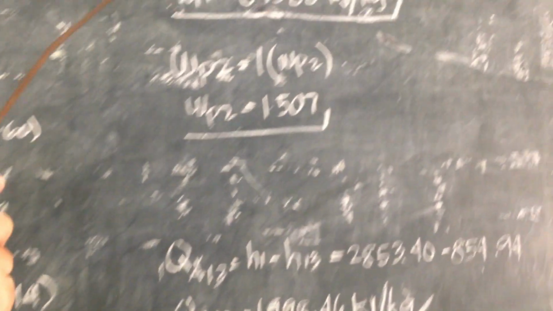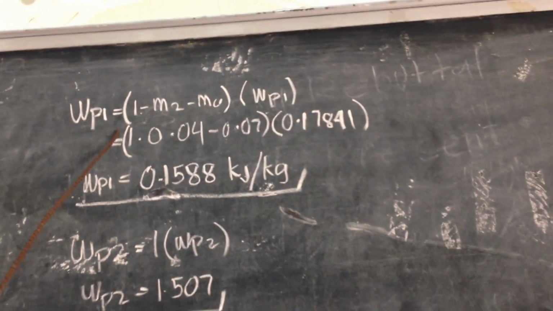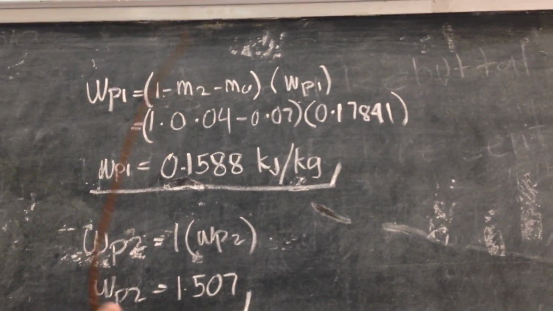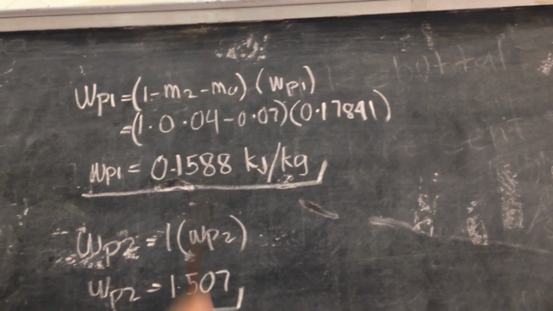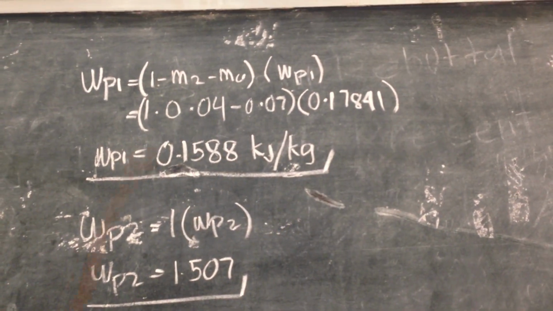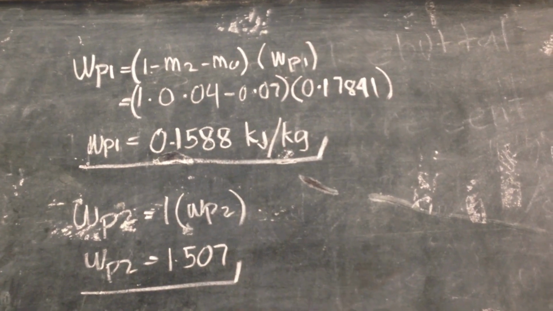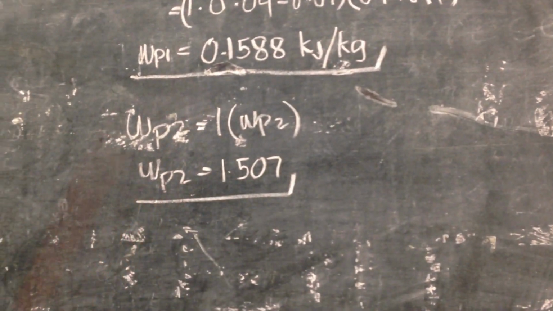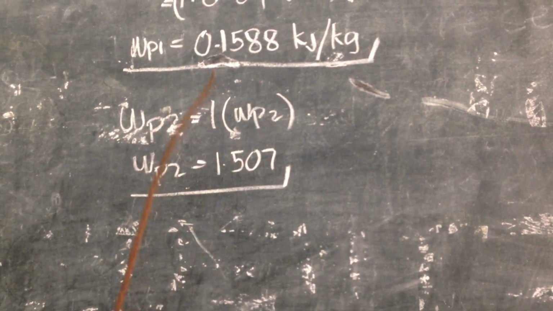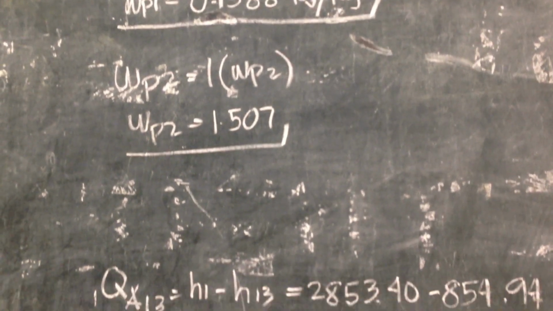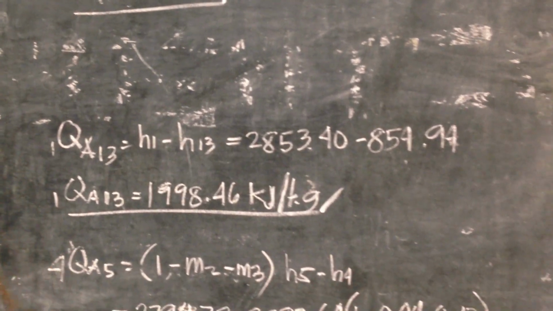So now work pump 1 is equal to 1 minus M2 minus M6 times work pump 1. So the result is 0.1588 kilojoules per kilogram. Same for work pump 2. They have just the same process. So 1.507. Now we will go to heat added.